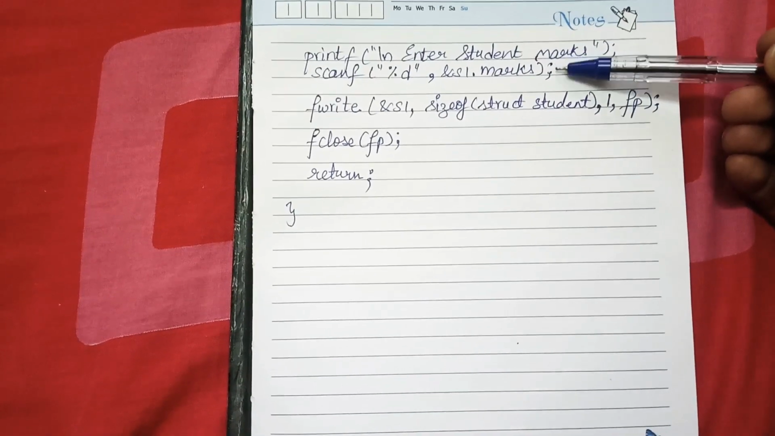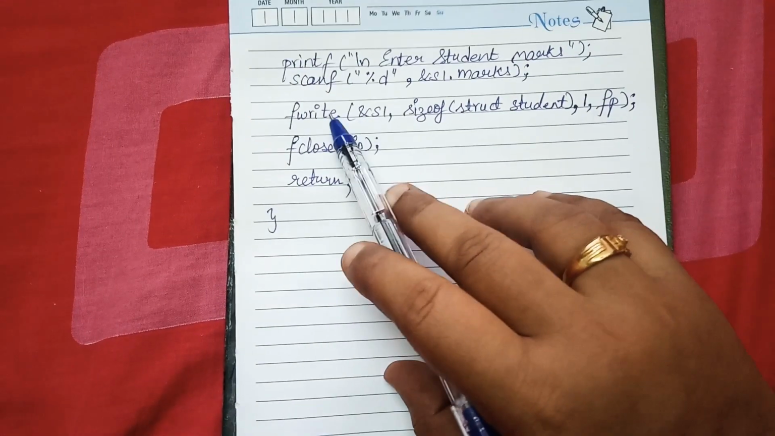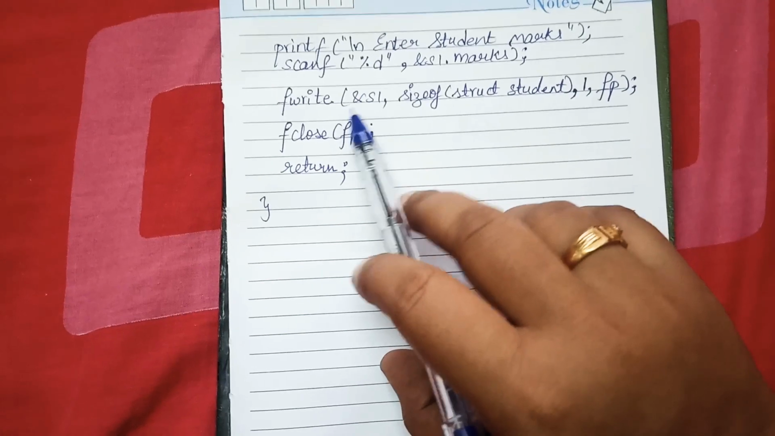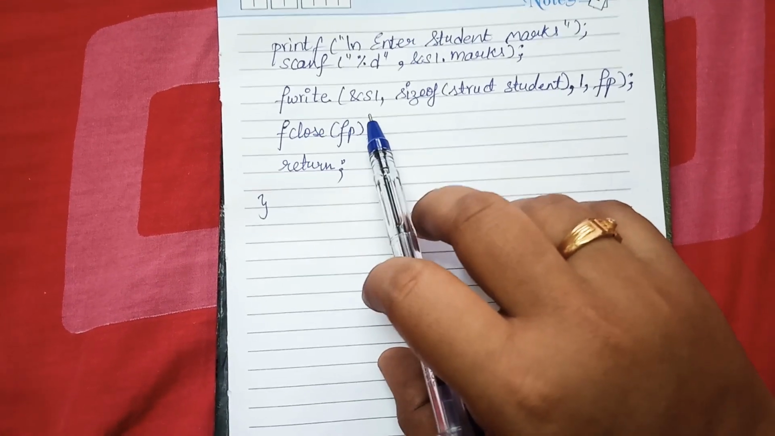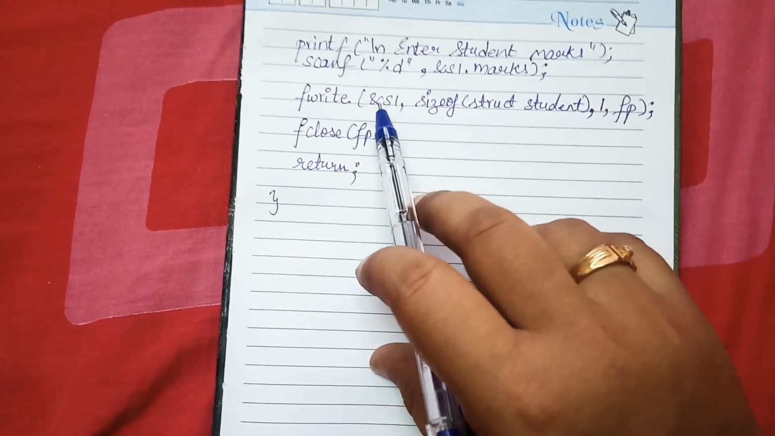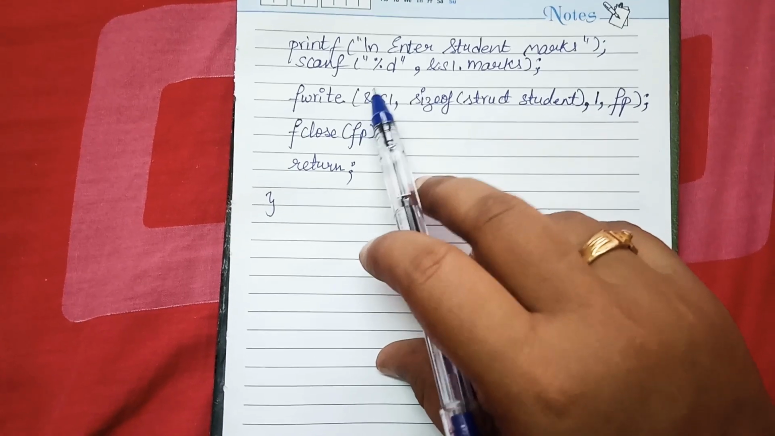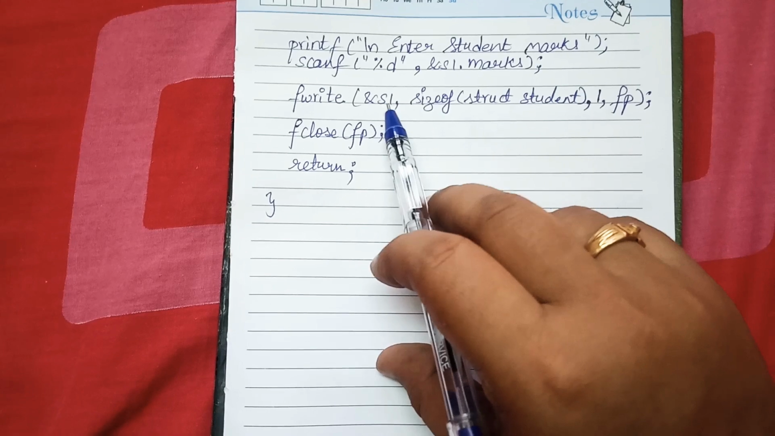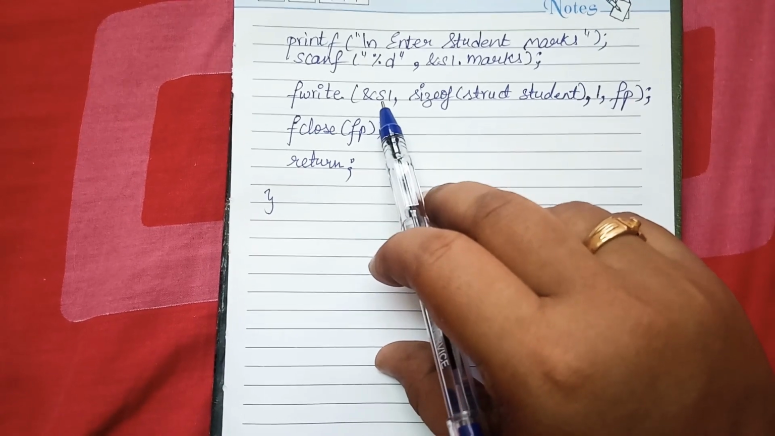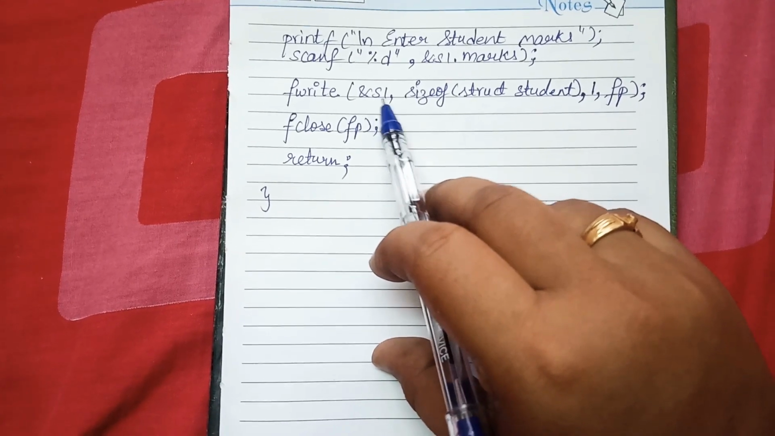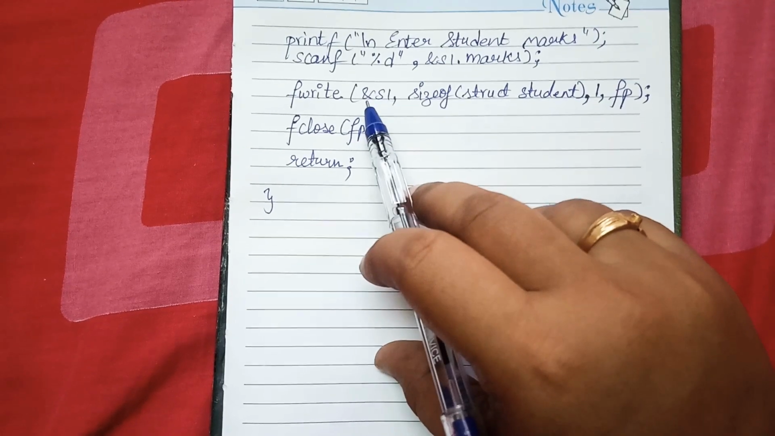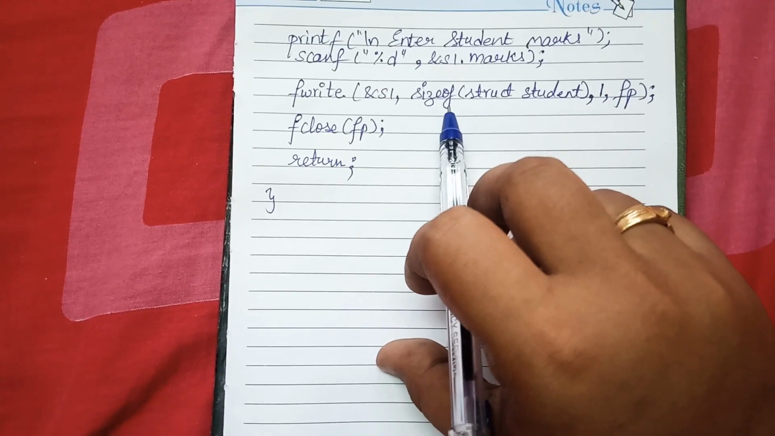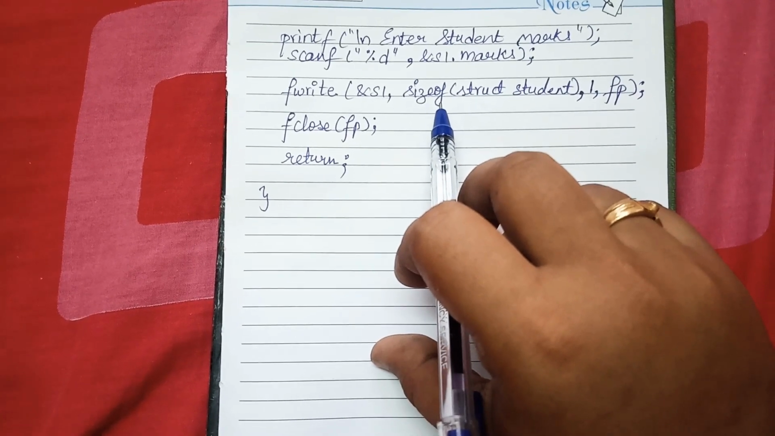Now the immediate statement is fwrite. Already in the previous syntax we have seen that the first argument of the fwrite function is the address of the variable you would like to write. We have stored all the data, roll number, marks, name, in s1. So we are sending the starting address of that structure s1, comma. The second parameter is the entire size of the structure.